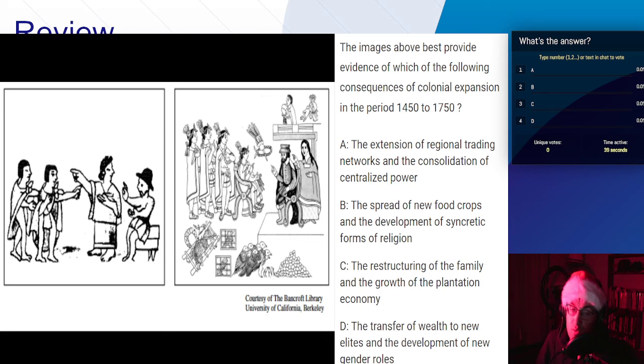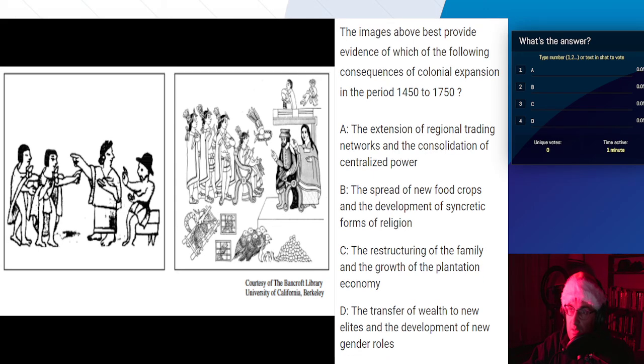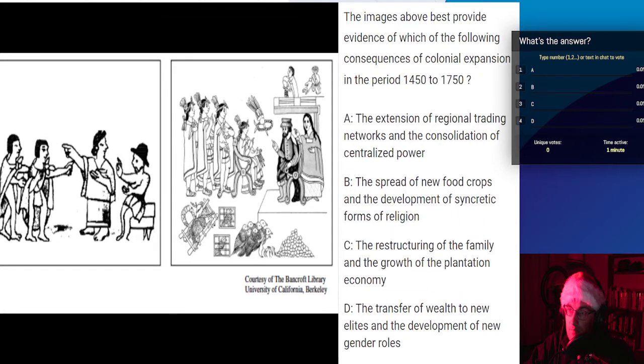Is it B, the spread of new food and forms of religion? Is it C, the restructuring of the family and the growth of the plantation labor? Or is it D, the transfer of wealth to new elites and the development of new gender roles? What could it be? Is it A, B, C, or D? You can just type in the chat 1, 2, 3, or 4, A, B, C, or D. And I sincerely hope everyone can see. It's coming through clean. We can increase the size a little bit, if that helps. There we go.